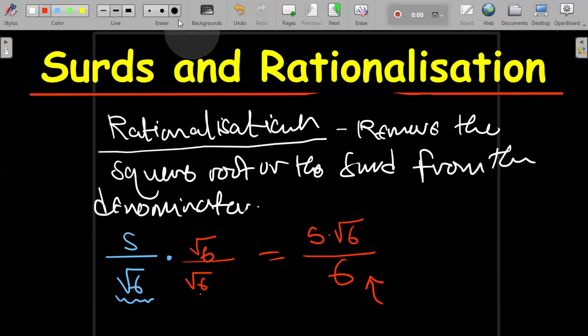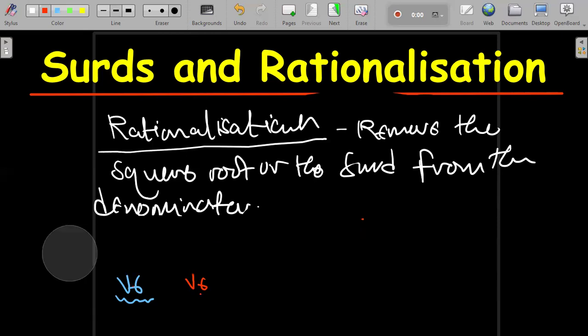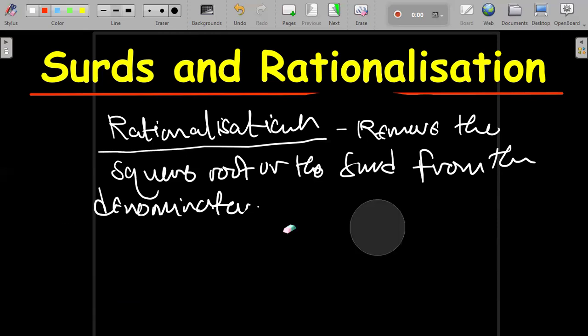Rationalization. And then the second type is where you have a square root adding to a certain number or subtracting a certain number. So let's say I have a divided by 1 plus square root of b, and then they ask you, rationalize the denominator. So what are we going to do there? We're going to multiply by the conjugate.